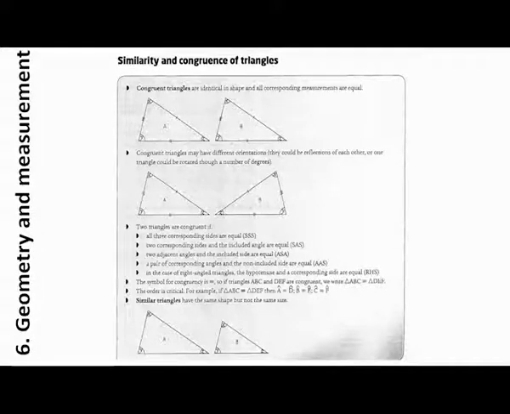And then at the bottom you will see similar triangles have the same shape, but they do not have the same size. Then they are similar. So the x angles are the same size, the y angles are the same size, and the z, but the lengths of the sides are not the same. Then they are similar.